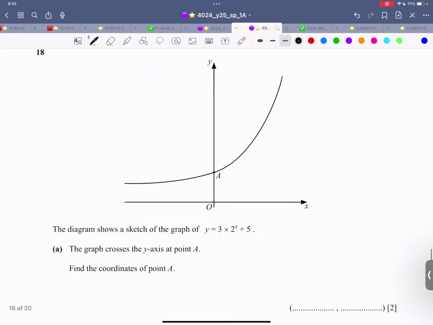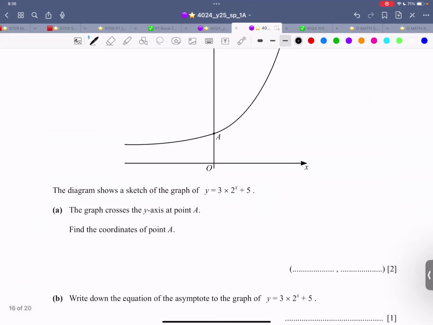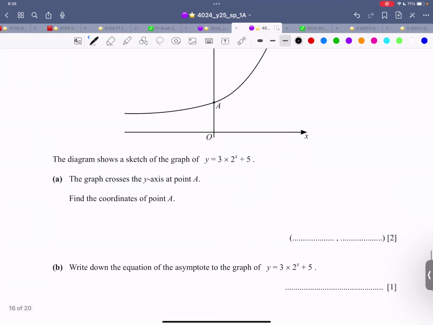Question 18, exponential, the new thing. The diagram shows a sketch of the graph. The graph crosses the y-axis at point A. Find the coordinates of point A. Very simple. When x is 0, y is 3 into 2 raised to the power of 0 plus 5. That is 3 into 1 plus 5, which comes out to be 8. So the y-intercept is (0, 8).